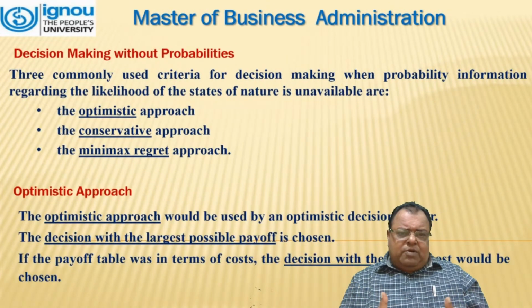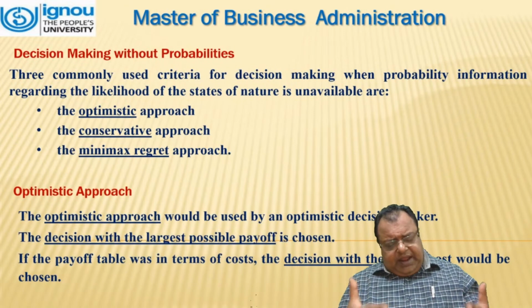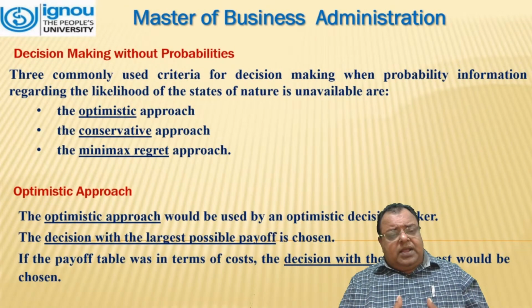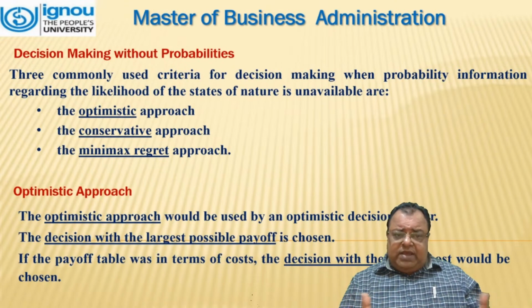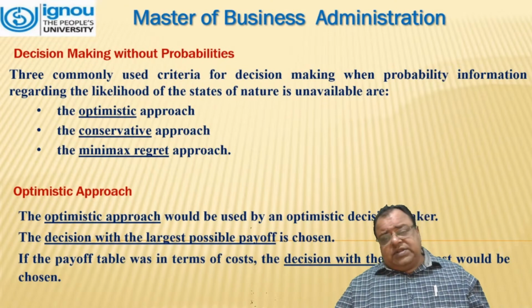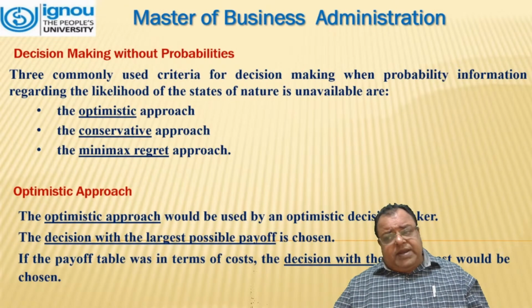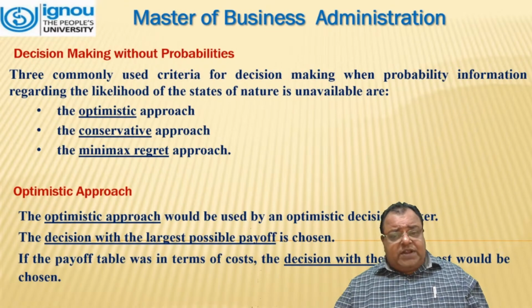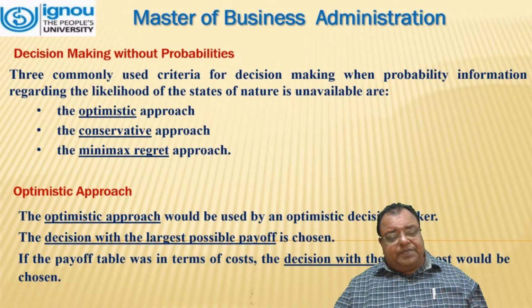If we consider probabilities in decision making, first of all, the condition arises of decision making without probabilities. Three commonly used criteria for decision making when probability information regarding the likelihood of the states of nature is unavailable. That is the optimistic approach. The second one is the conservative approach. And the third one is the minimax regret approach.